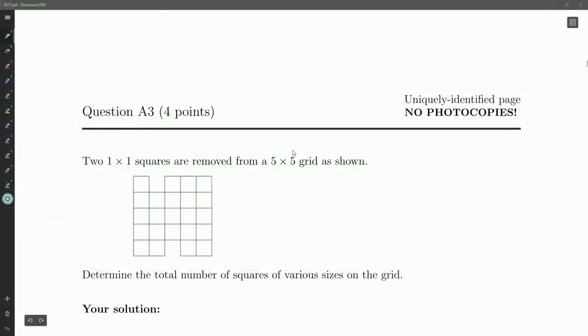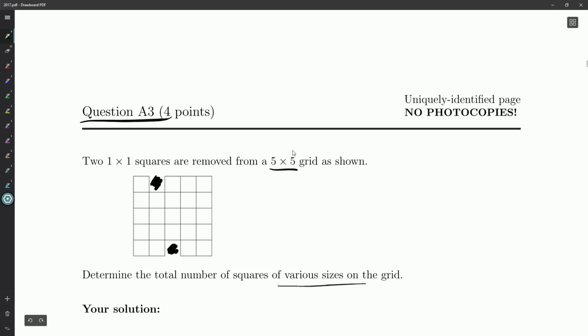We're continuing to look at the 2017 Open paper, and in this video we're going to look at question A3. Two 1x1 squares are removed from a 5x5 grid as shown. So there's one missing here and one missing here. Determine the total number of squares of various sizes in the grid.